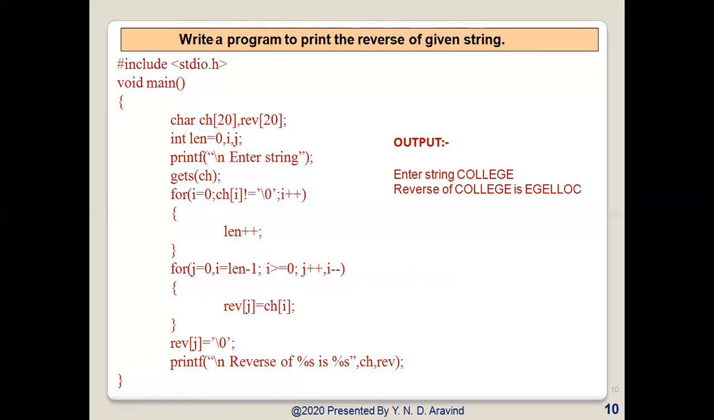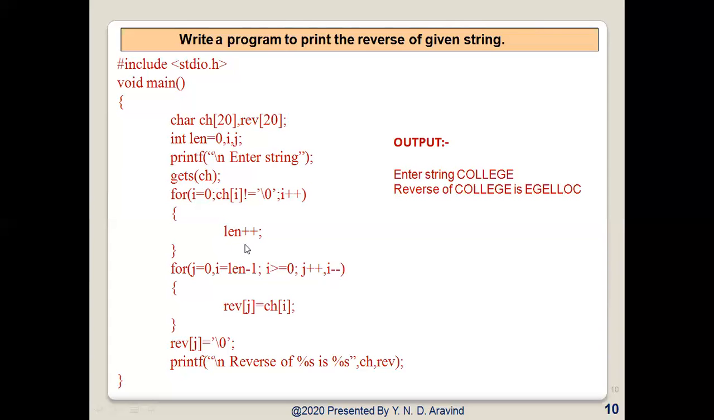Now let us see, write a program to print the reverse of the given string. I am taking 2 strings of equal size, whose maximum size is 20. Initially I am considering the length value as 0. I have taken 2 integers i and j. printf, enter the string, gets(ch). In gets(ch), I have taken the value as college. Now my college is in ch. For i = 0, ch[i] != '\0', i++. So I have calculated the length. Now what will be the length? The length will be 7.